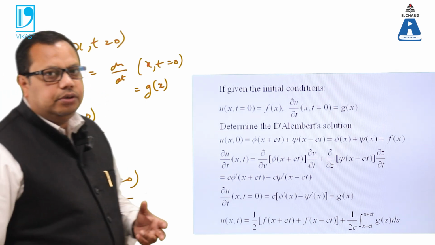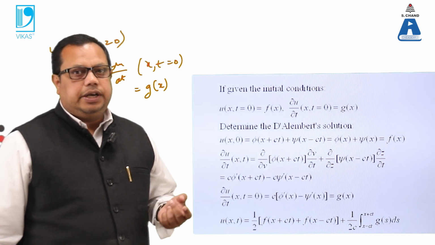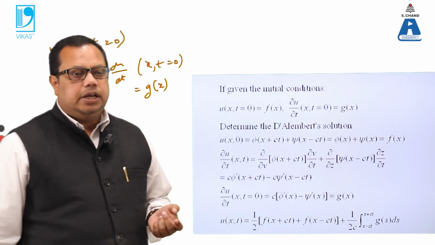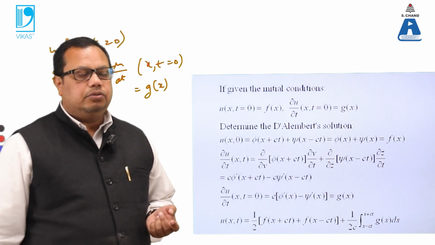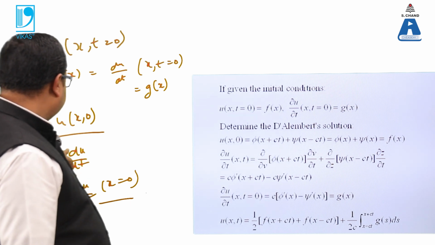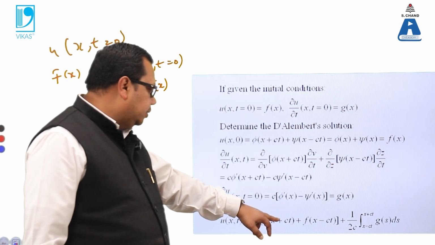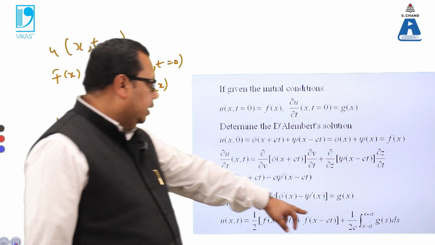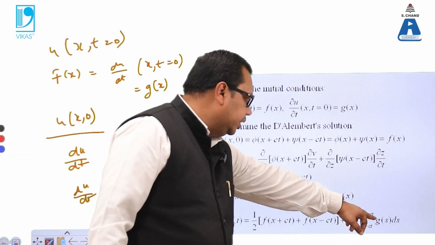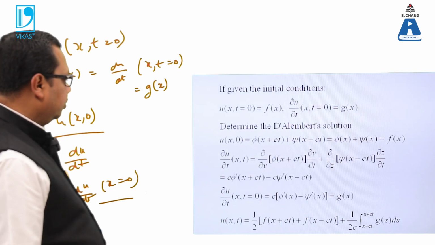When we say at t is equal to 0, it means that we are evaluating from the initial point. We are taking the variables from the initial point and then making the particular calculation. So we say this is at t equal to 0, and u(x,t) is equal to 1 by 2 [f(x plus ct) plus f(x minus ct)] plus 1 by 2c times the integration from x minus ct to x plus ct of g(s) ds. So this is the solution that we generally have to find, which is the D'Alembert solution.